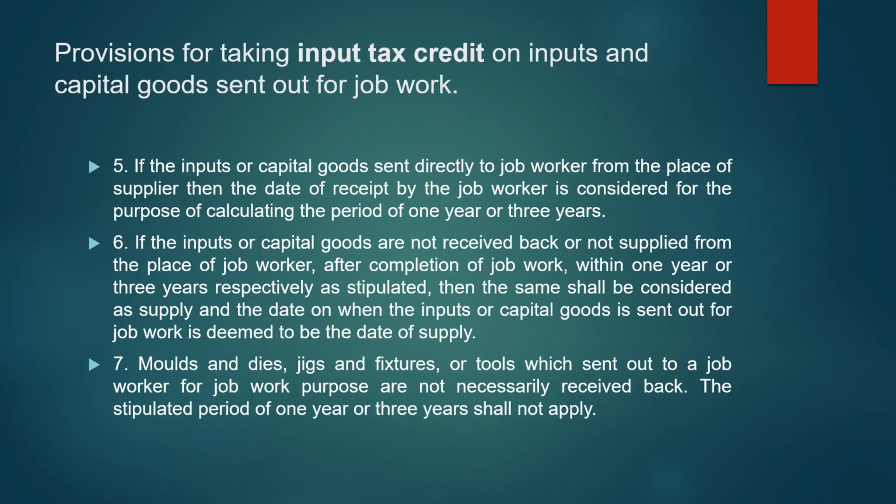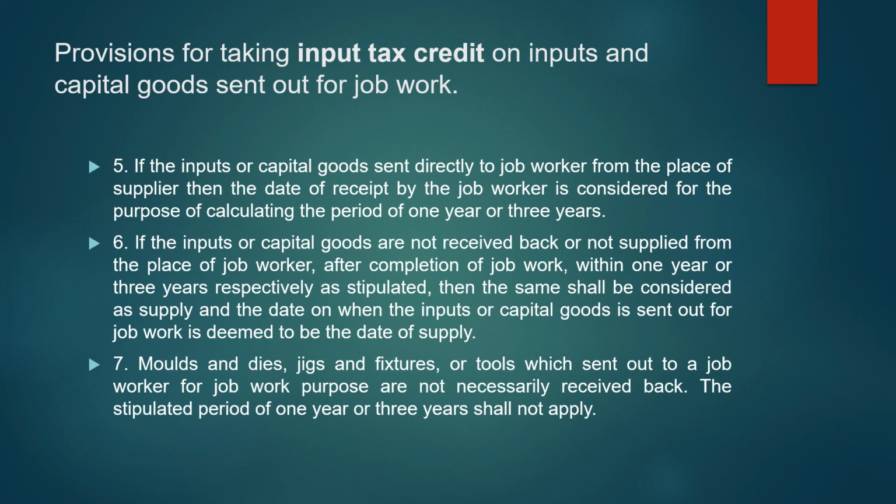Next is, if the inputs or capital goods are sent directly to the job worker from the place of supplier, then the date of receipt by the job worker is considered for the purpose of calculating the period of 1 year or 3 years. So this date is also very important.